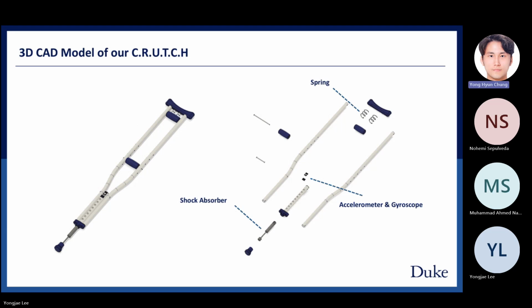By applying the mass spring damper system to the crutch, we designed a 3D CAD model of our crutch. We placed the spring under the shoulder pad in order to improve propulsion, and we put a shock absorber at the bottom of the crutch to improve energy transfer.